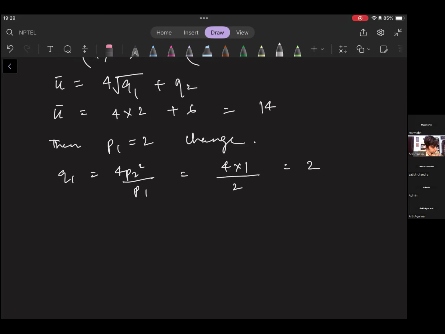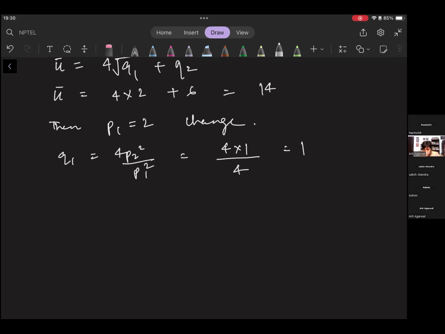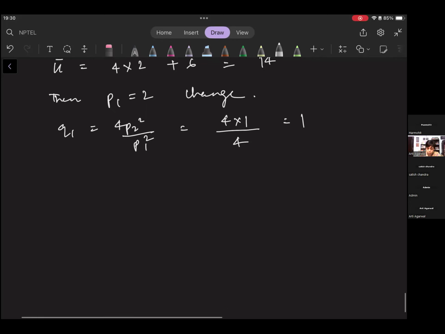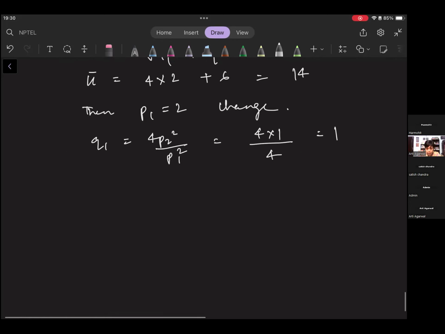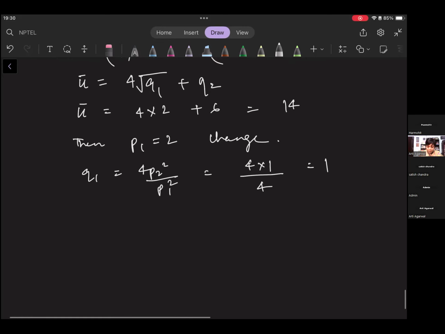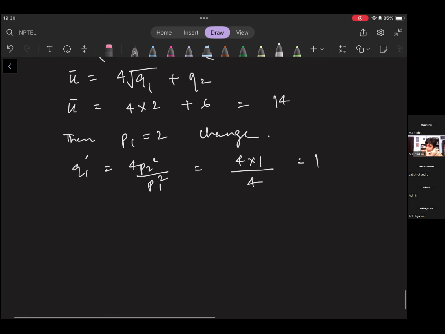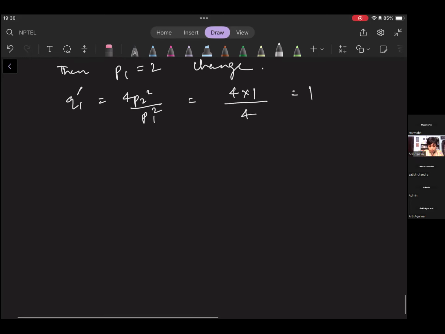P2 square by P1 square, sorry. Yes, I thought I was missing something. This is 4, and yeah, I missed out on the square, so I was feeling something is off. I don't remember the answer, but I just remember that this is not the answer. So this is your next Q1 prime, let's call it, the new equilibrium value.